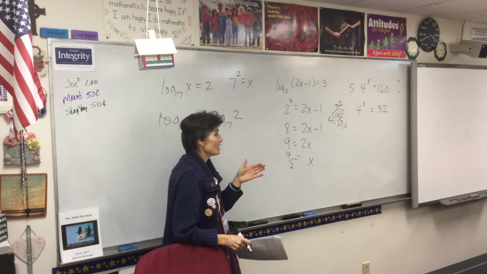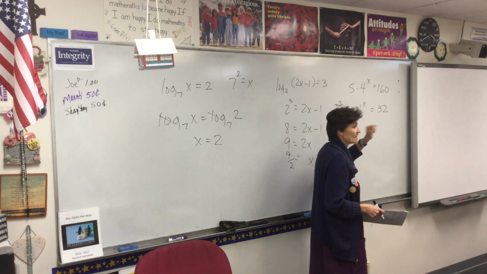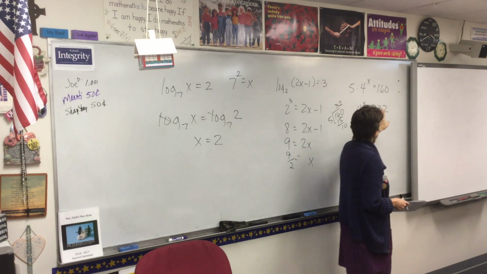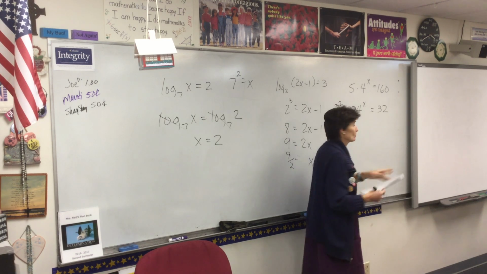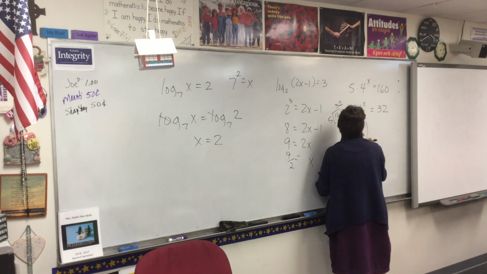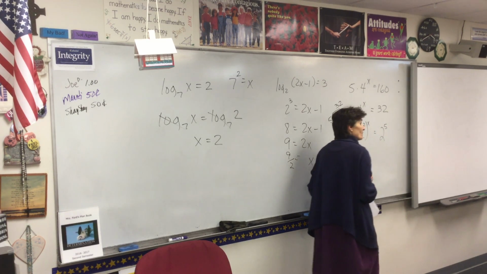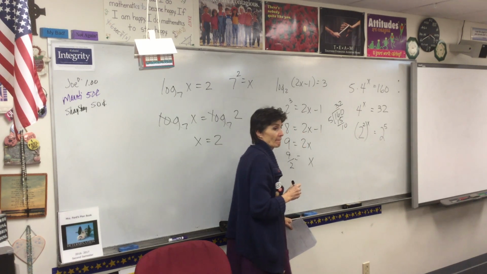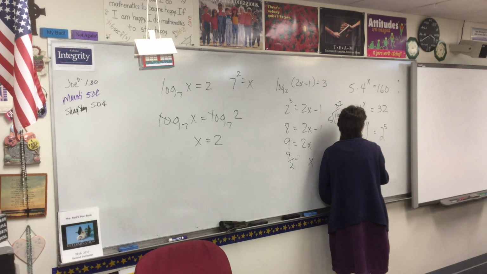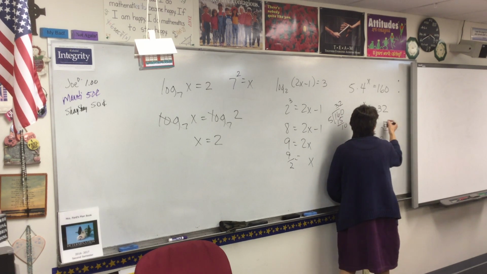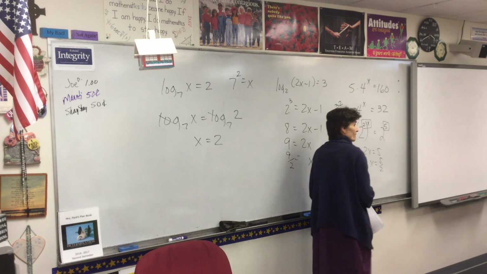no calculator. So 4 and 32 are not random numbers. It's not like 4 and 17. What is special about 4 and 32? They're both powers of 2. So we'll think of this as 2 squared, and we'll think of that as 2 to the 5th. So can we say 2x equals 5? Yes. So x equals 5 halves.